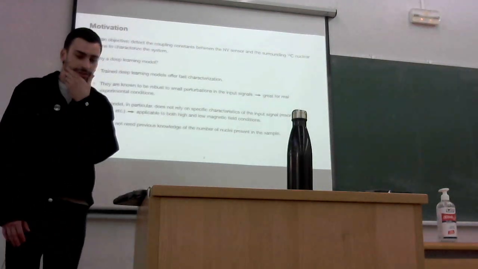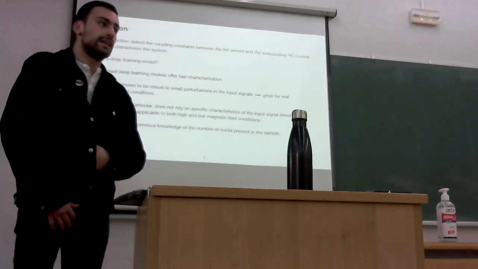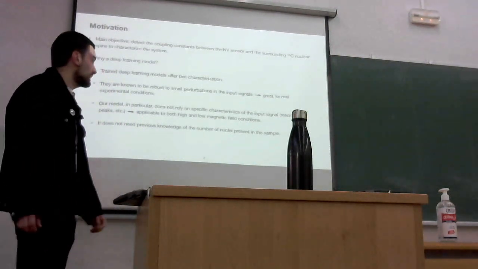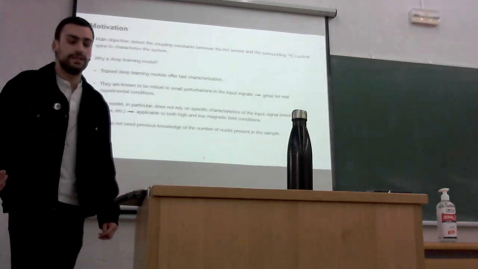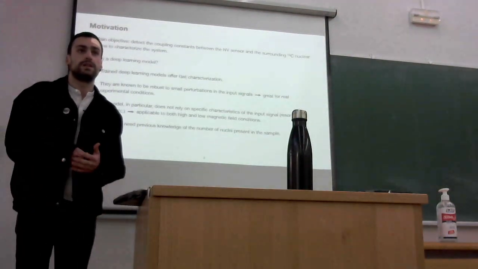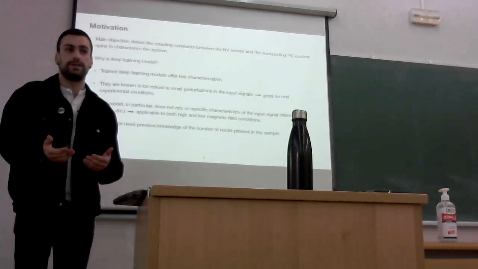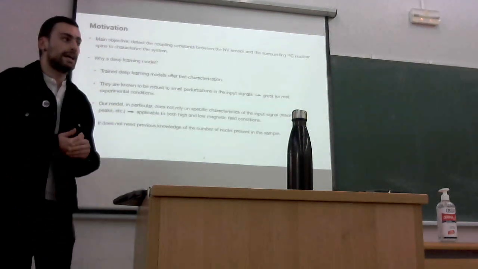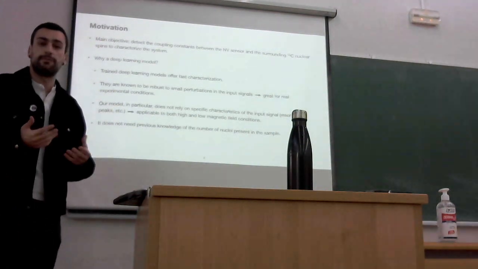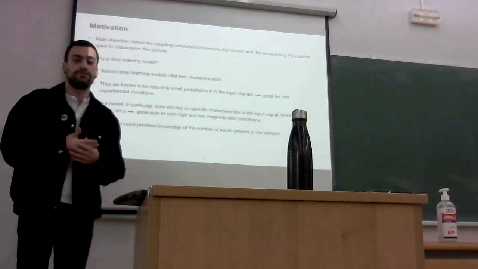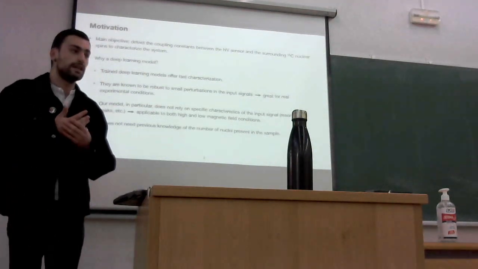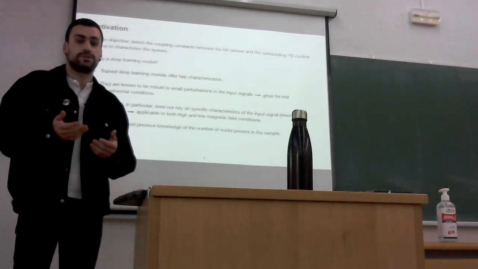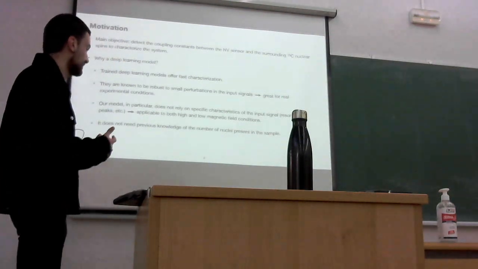And why did we choose to use a deep learning model? Because first of all, these models offer a fast characterization once they are trained, and they are also known to be robust to different noises in the input signals, and this is very useful, for example, in our case that we want to work with real experimental data. And in our particular case, we built a model that is not dependent on any feature or any characteristic of the input signal, such as resonance peaks, etc. And this makes it very suitable for various magnetic fields, for example, high and low magnetic field.